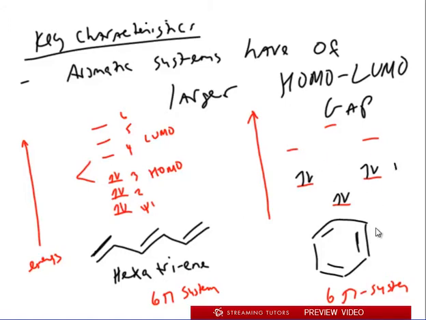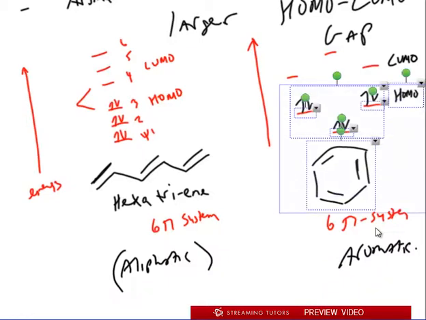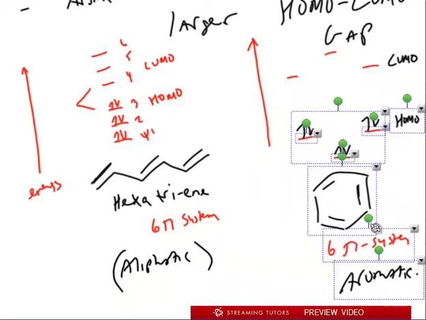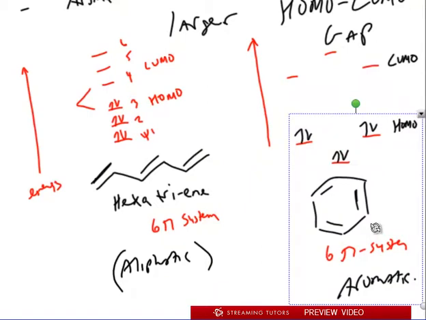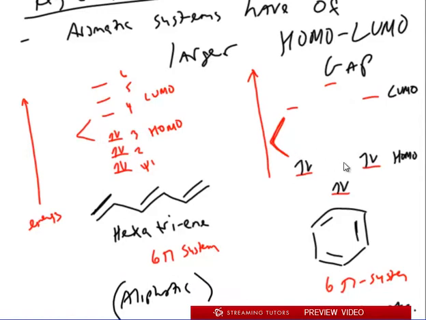Now, here's the HOMO, and here's the LUMO. So this gap here is going to be much more extreme. For me to emphasize that, I'm going to bring all this down. So the HOMO-LUMO gap here is much greater than if it's aliphatic. So that's the first thing. Aromatic systems have a larger HOMO-LUMO gap. It would take more energy to get these electrons to go up into the LUMO compared to these electrons here to go up into that LUMO.